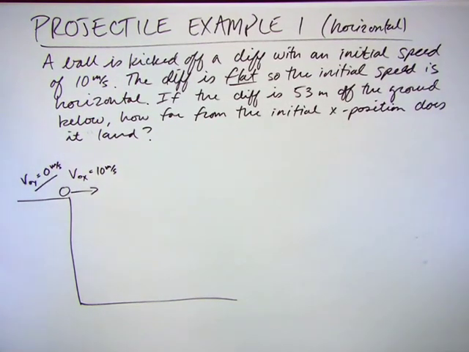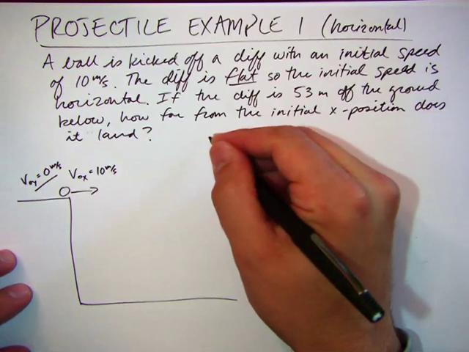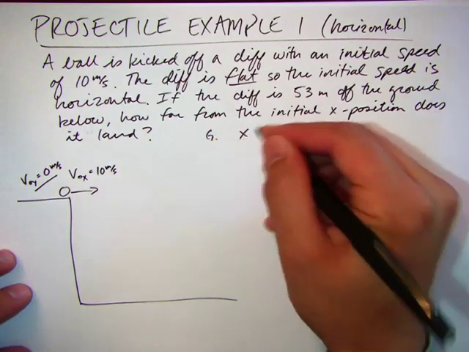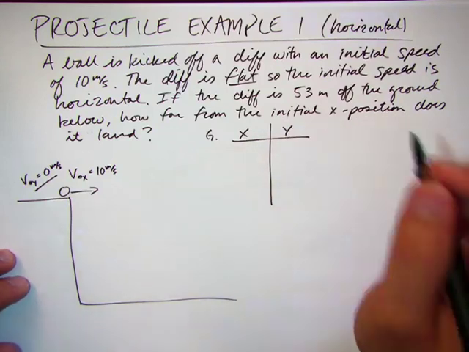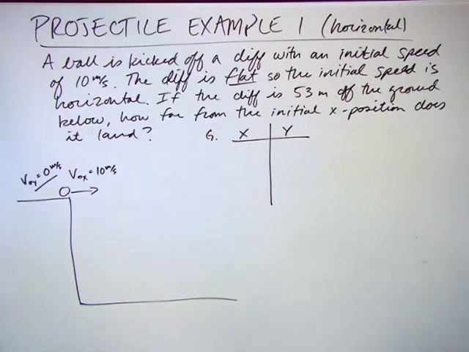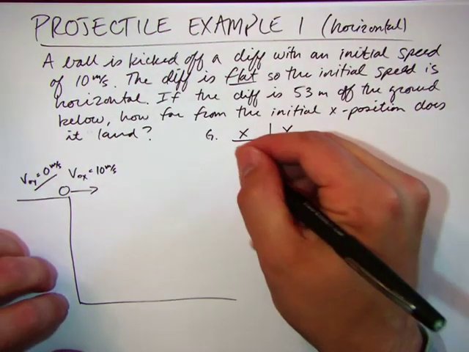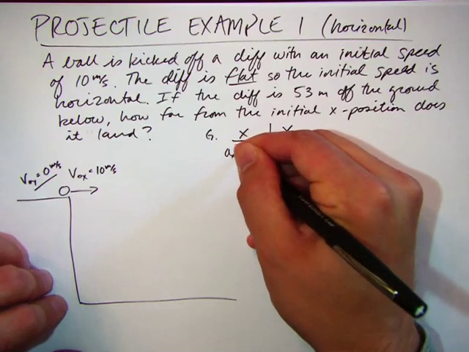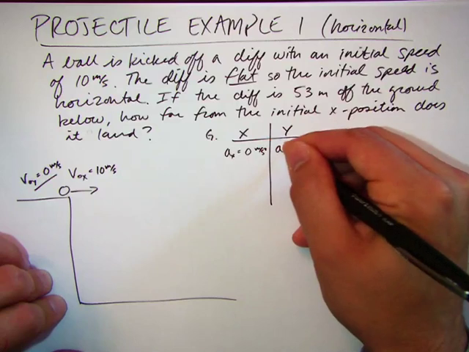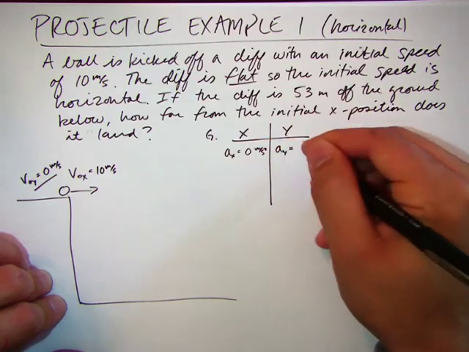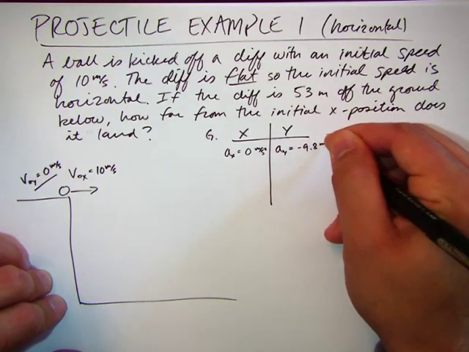Alright, so how do we solve these? Well, the first thing to do is to separate my information, my given table, into information pertaining to the x direction and information pertaining to the y, because I know it accelerates in the y, but does not accelerate in the x. So the first thing I can write down, always, for a projectile, ax is 0, ay is negative 9.8 meters per second squared.